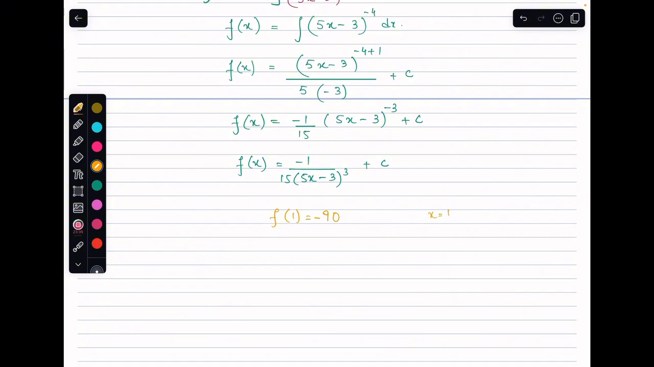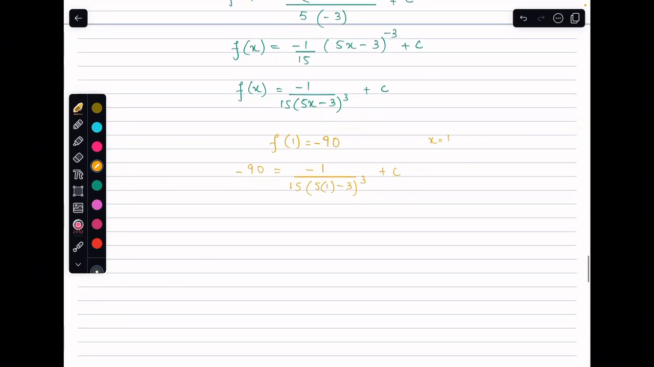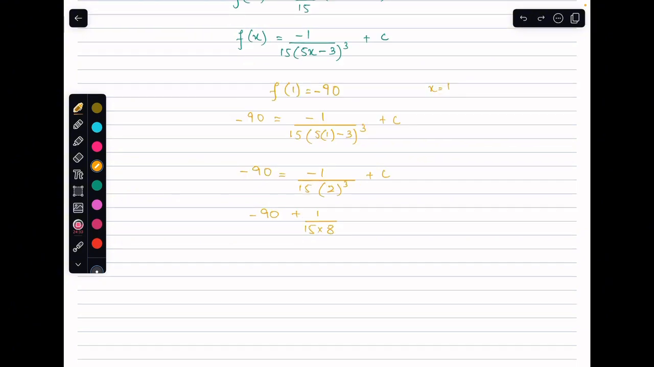So that means our f of x equals negative 90 here, which shall be equal to negative 1 divided by 15 times (5 times x minus 3) the whole cube, plus c. Substituting x with 1, it's negative 90, which is equal to negative 1 divided by 15 times 5 minus 3, that gives me a 2, and 2 the whole cube, plus c.